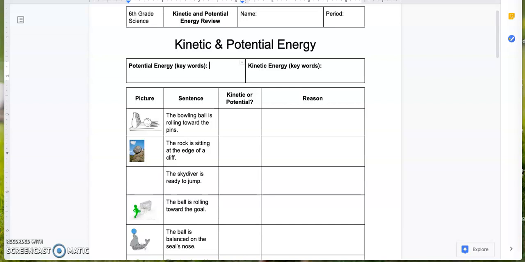Hi scientists! Here we are with our kinetic and potential energy review. Because we were talking about both kinetic and potential, we're also going to be talking about mechanical. Please make sure that you have your name on this as well as what period you have science, just in case it gets put in a weird folder on our drives.